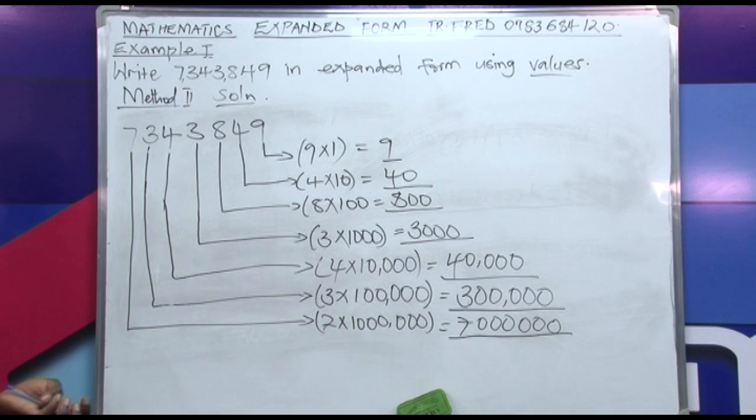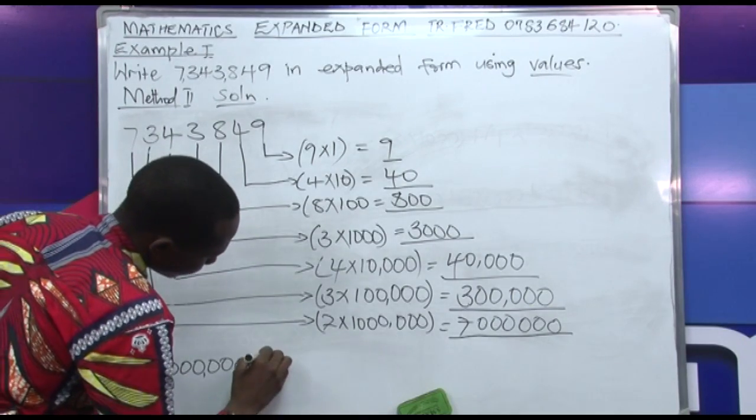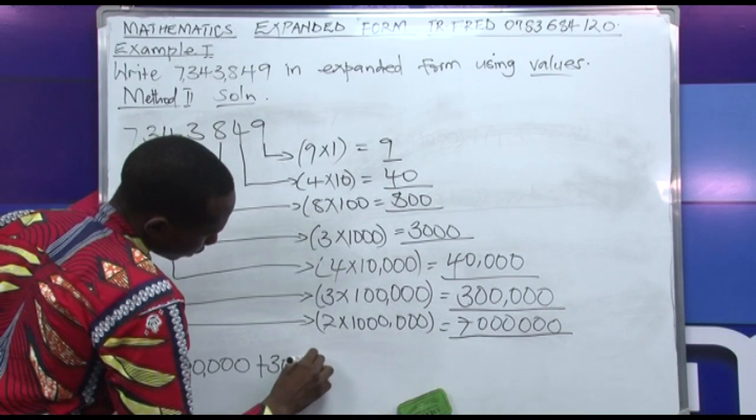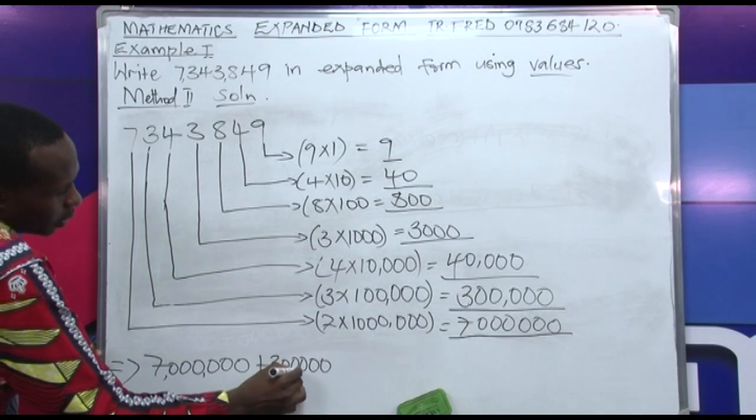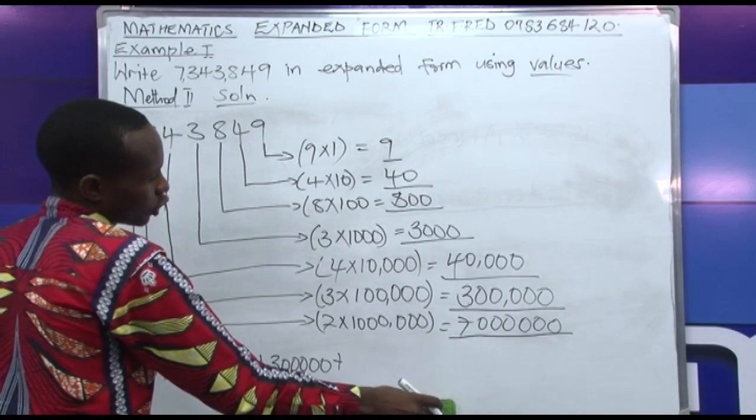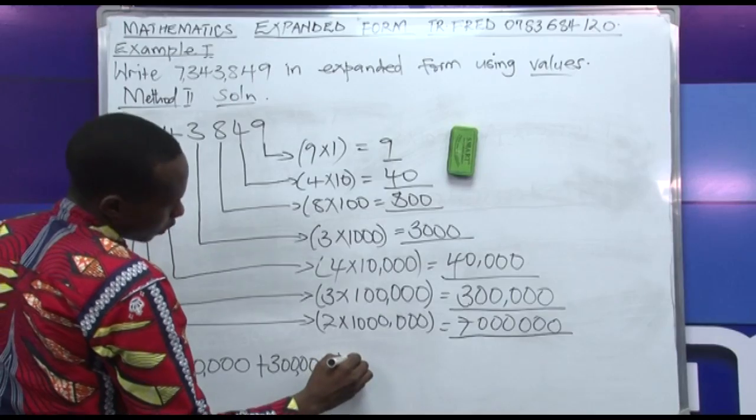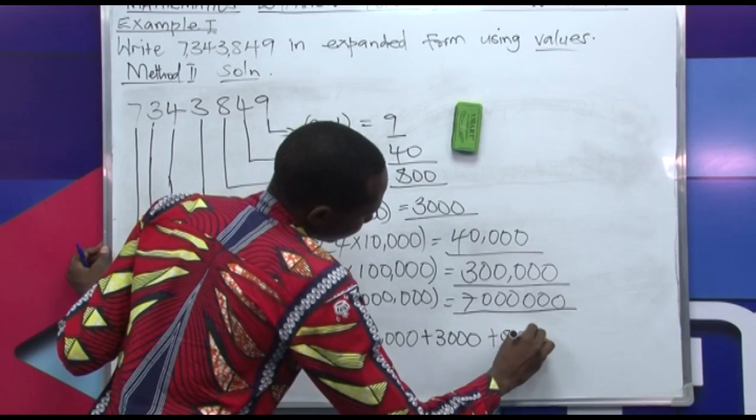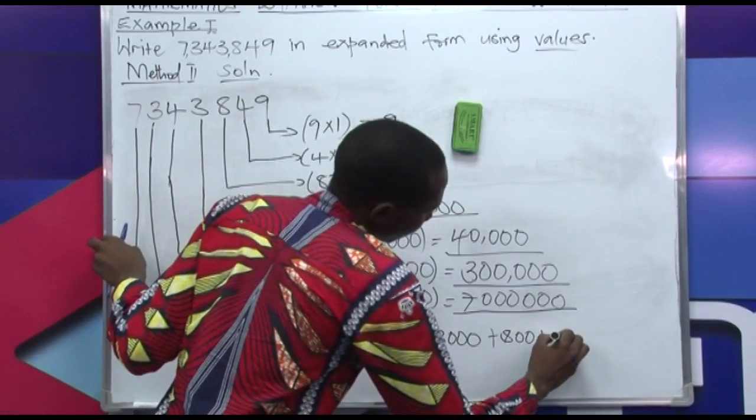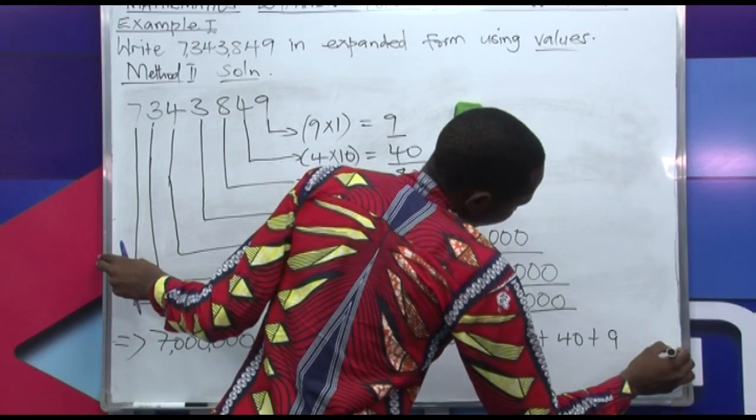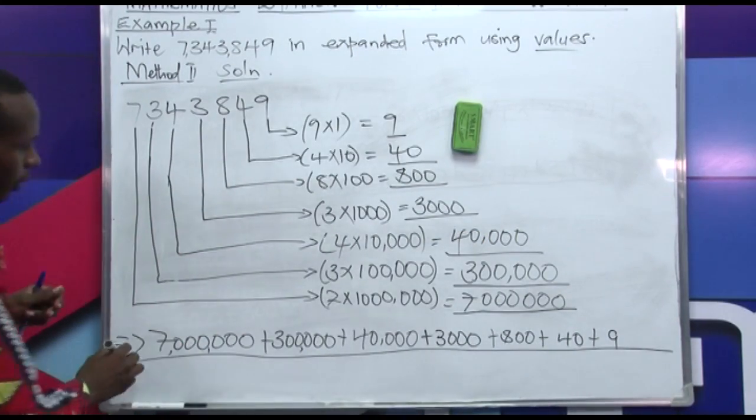Now, after identifying those values, we shall come under 7 millions plus, we are now expanding, plus 300,000, plus 40,000, then plus, we are now adding all these. That is what they simply mean by writing in expanded form. So plus 3,000, plus 800, plus 40, and then lastly, plus 9. Then from there, I'll have to underline my answer.